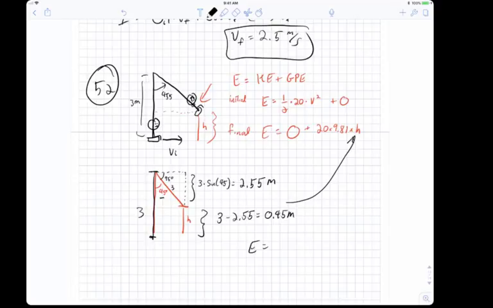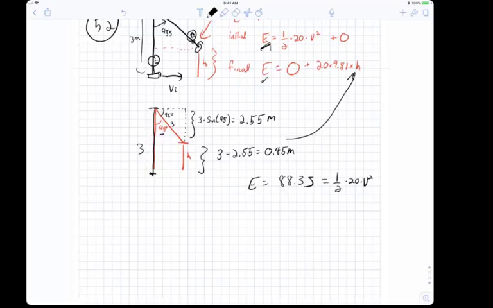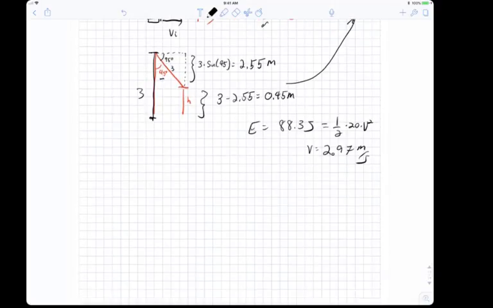That means that you can calculate the total energy. 20 times 9.81 times 0.45 is 88.3 joules. Set that equal to 1/2 times 20 times v squared, because these two have to be equal, so we can calculate v. That's 2.97 meters per second. That's fun. 52 and 55.